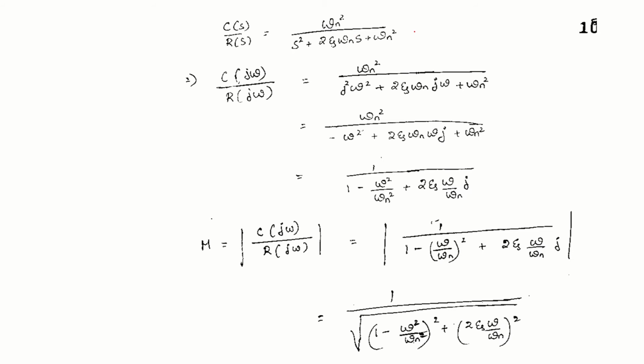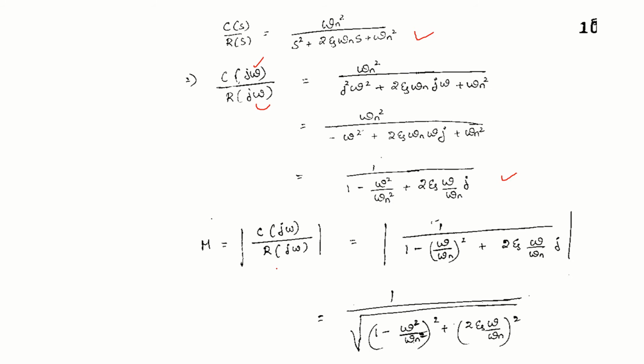So C of s by R of s is this. So I have to convert into frequency. That's why I have substituted s is equal to j omega. Then I have got this equation. Then j square is equal to -1.